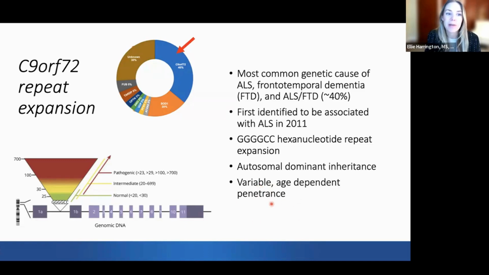What's the chance that somebody develops disease symptoms if they have an associated mutation? We'll talk about that in a few slides. For C9, it's reduced, as with many of the other ALS-associated mutations. But I'm going to circle back to that in a minute.